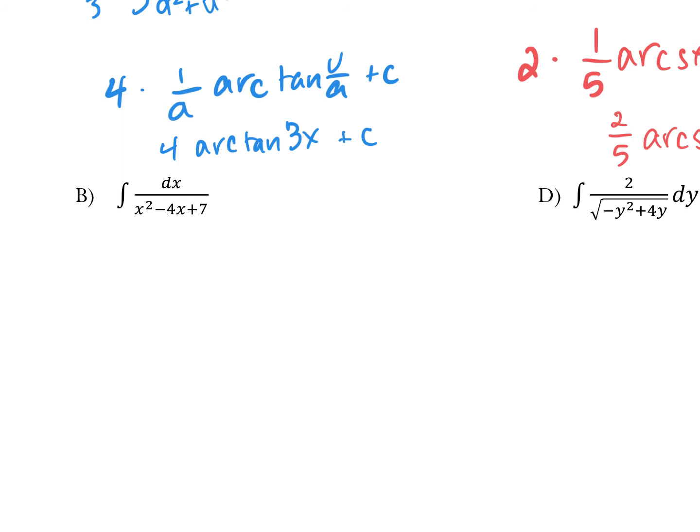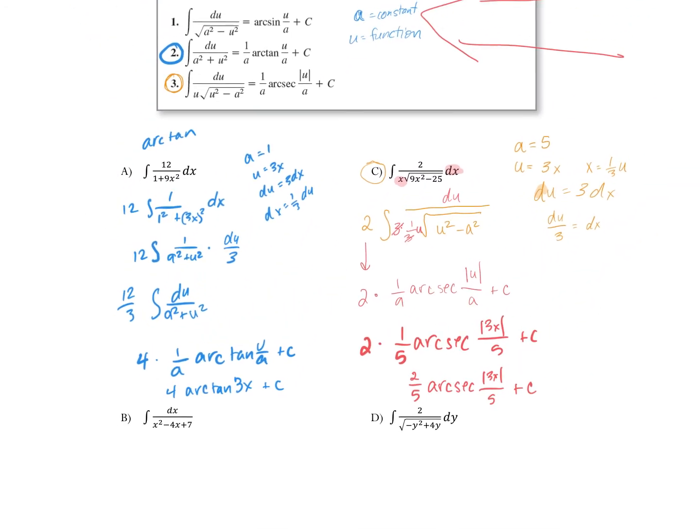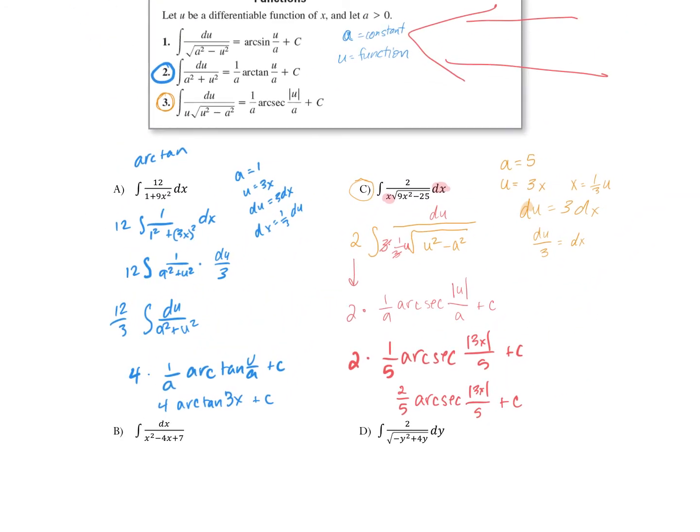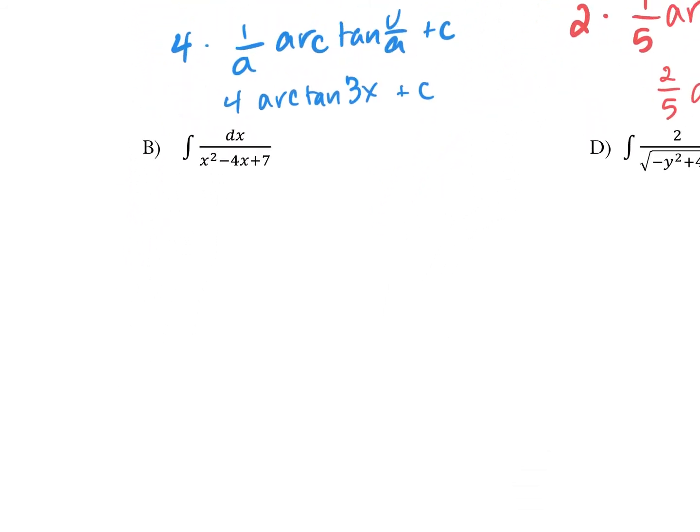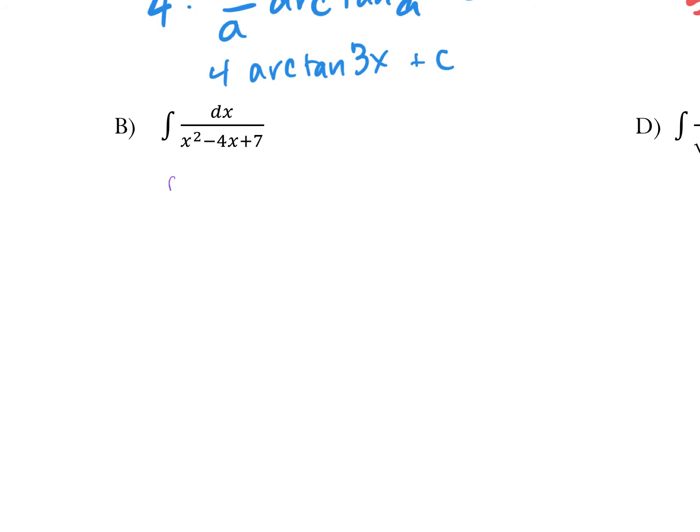Let's look at this next one. This doesn't look like any of them, does it? And yet, I can't just take natural log, because the u du thing isn't going to work out well for me, okay? So I'm going to rewrite this as x squared minus 4x plus 4 plus 3.